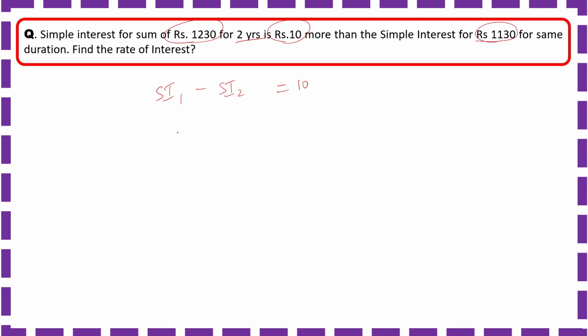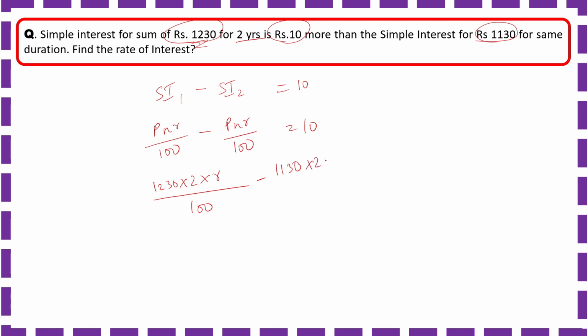We know SI, simple interest, means PTR by 100, or PNR by 100, anything we can take. So PNR by 100 is equal to 10. In the first case, what is the principal? 1230. What is the duration? N is 2 years. And what is the rate? We do not know the rate of interest, so let us keep it as r by 100, minus the principal in the second case, 1130. The duration is the same, 2 years, and we do not know the rate of interest, so let us keep it r by 100, that is equal to 10.